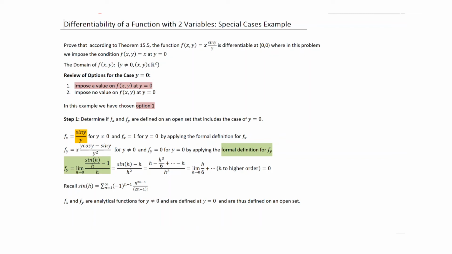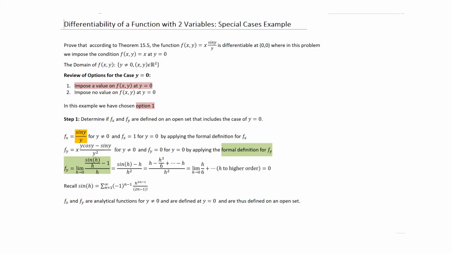All right, so let's review typically the options for the case where you have y equals 0. In this example, we have imposed the condition and made it clear that a value exists at y equals 0. But you can have a function where, for instance, at a boundary point, you don't impose the condition, in which case you leave it open. But in this case, there's a condition imposed, which means we've chosen option 1.